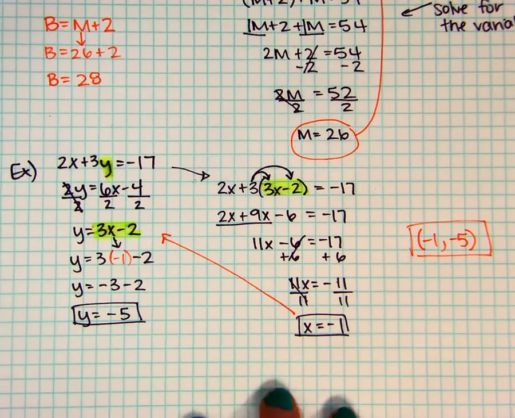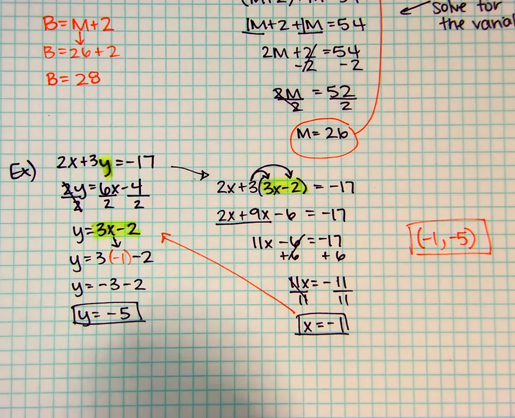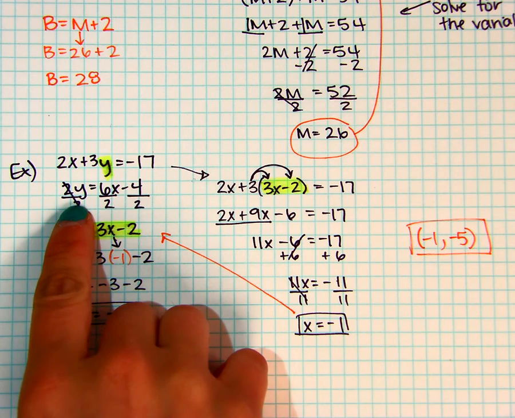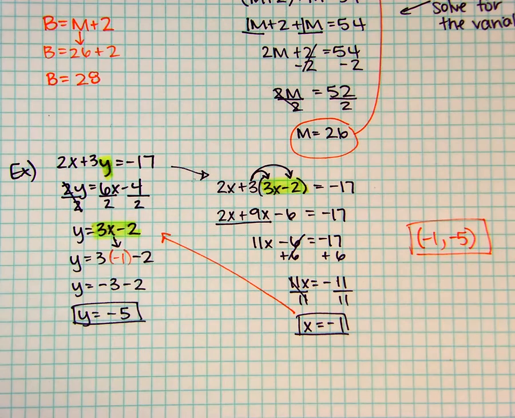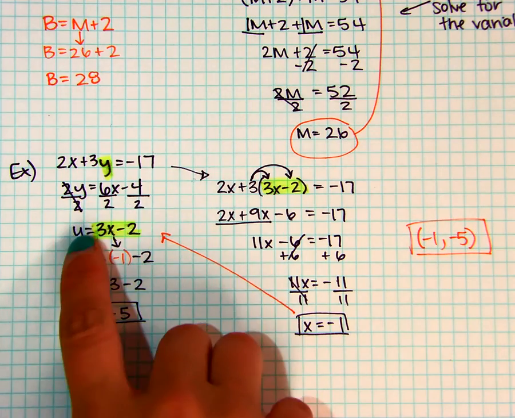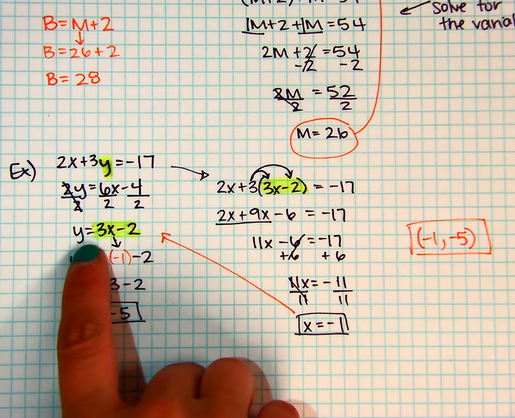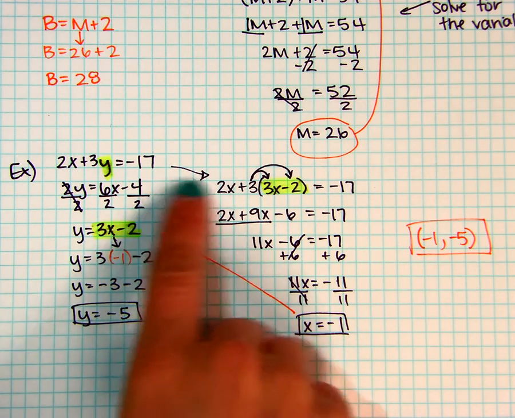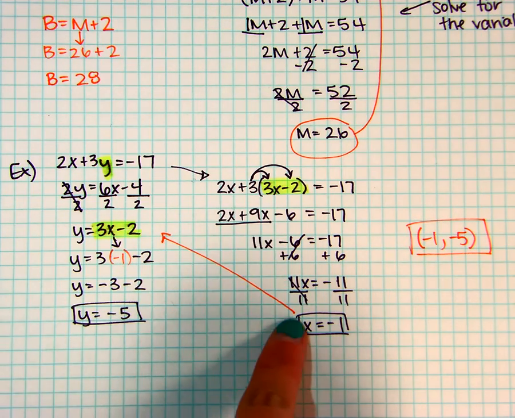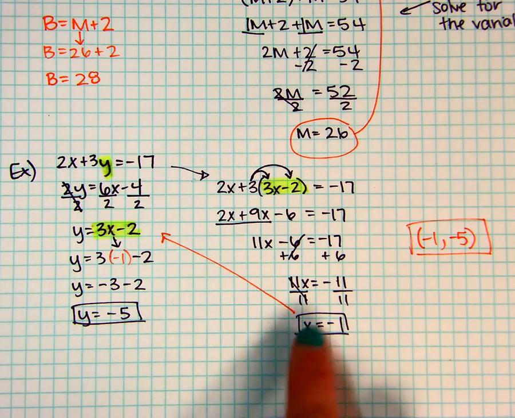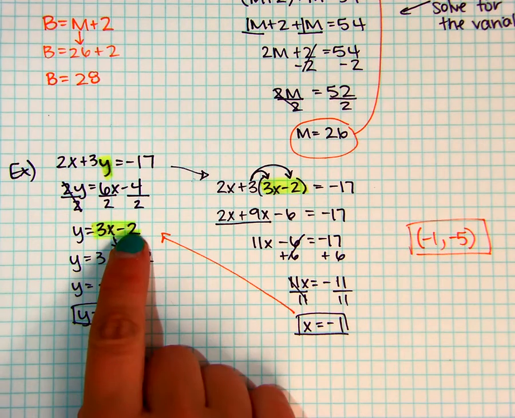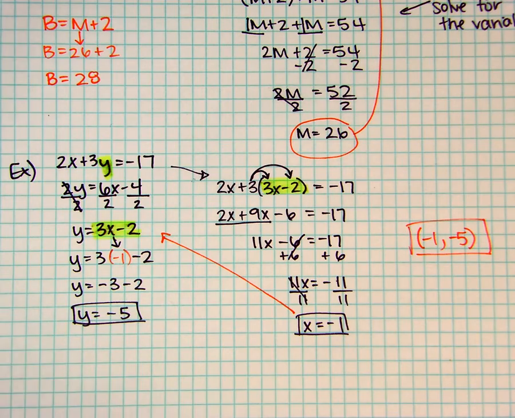So sometimes you just need to either divide by a coefficient or move a variable. But if we can isolate that one variable, whether it's x or y, we can then substitute, solve for one variable, and then using that variable, we go back to the isolated one and plug it in. That's how you do systems by substitution.